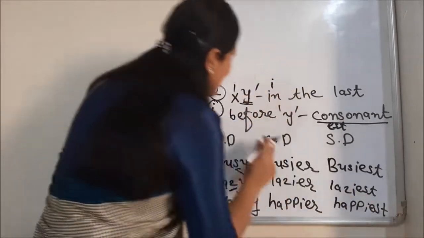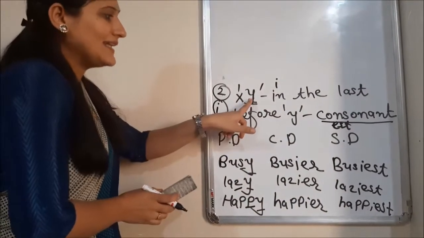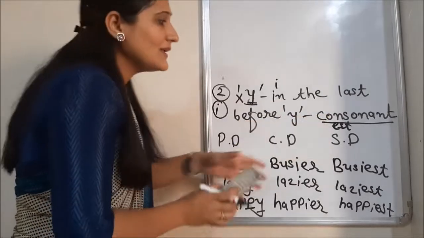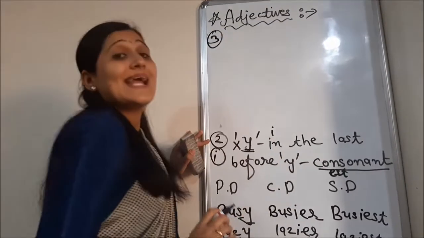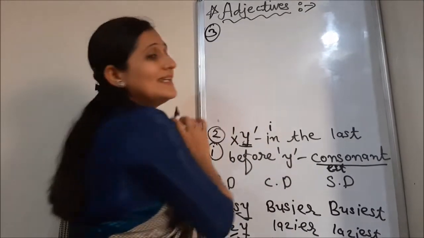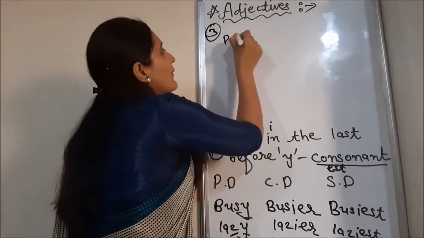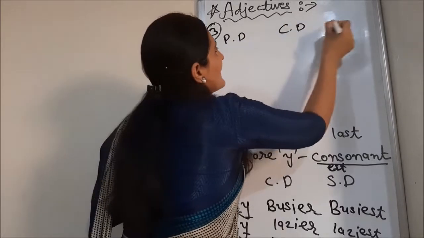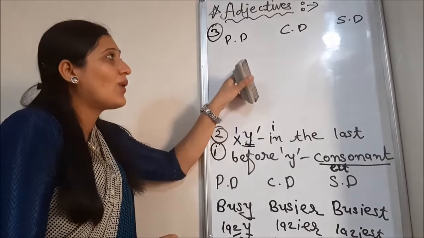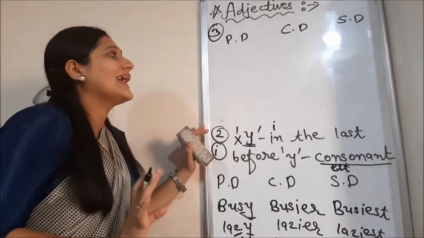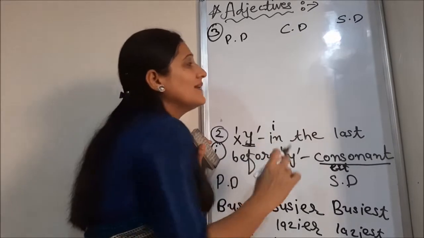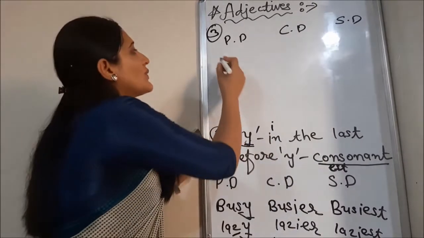This was about the second rule. First there was E in the last, second Y in the last, but before Y there should be a consonant, and third, some adjectives are big, which I have discussed already. Directly I will talk about the positive degree, comparative, and superlative degree. If the spelling is long in the adjective, I have discussed it for all three degrees when I explained, right? So only what to add?